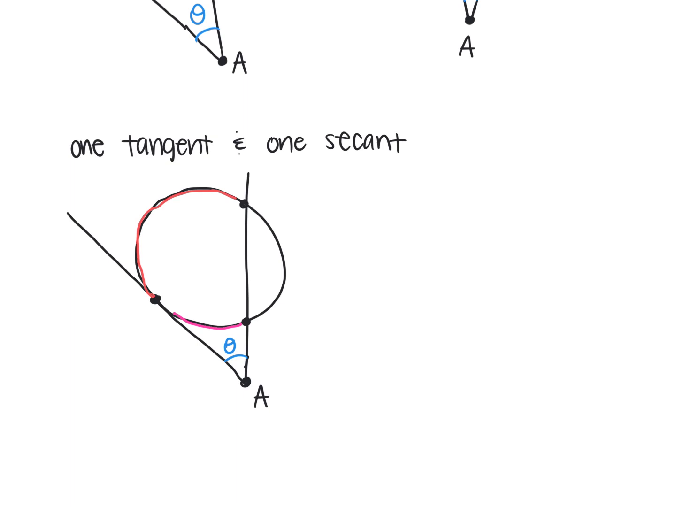So in every single one of these cases, the formula to find theta is to take whatever the measure of arc B is minus the measure of arc C and divide by 2. So whether or not you have 2 tangents, 2 secants, or 1 tangent and 1 secant, it's always the measure of the outside arc minus the measure of the inside arc divided by 2.